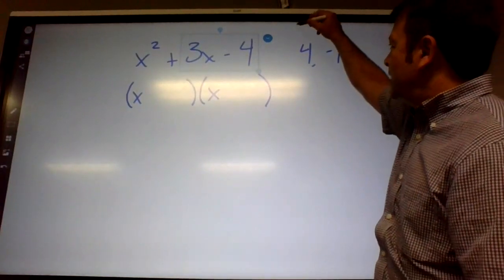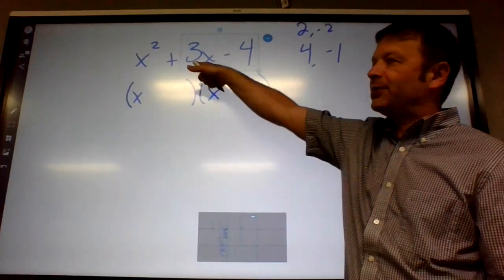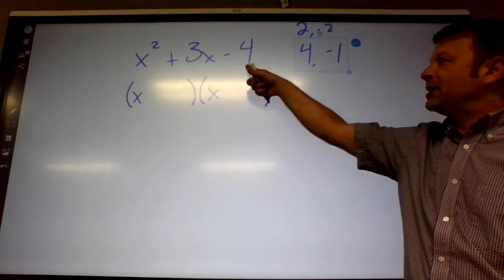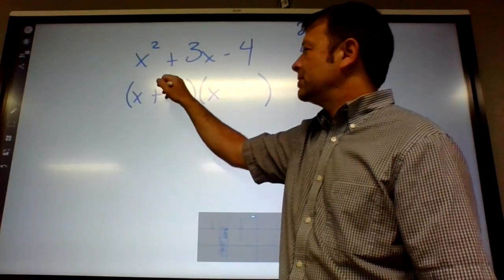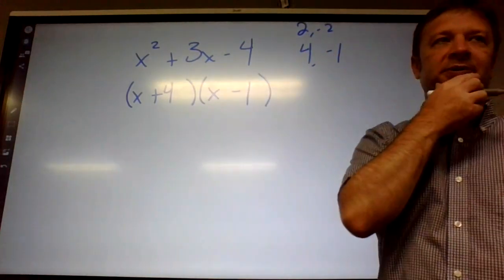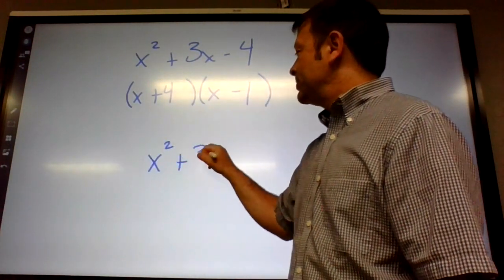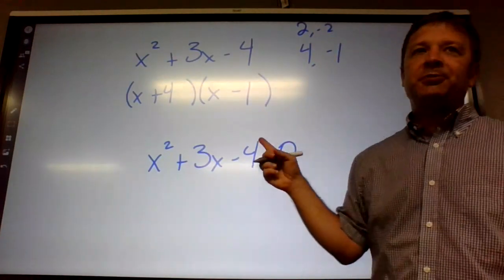Okay. 2 and negative 2, those multiply to negative 4, but do they add up to 3? No. 4 and negative 1, those multiply to negative 4. Do they add up to 3? Yes. So that's how it worked. Now this chapter, the problem is going to look like this. That was chapter 10, this is chapter 12.